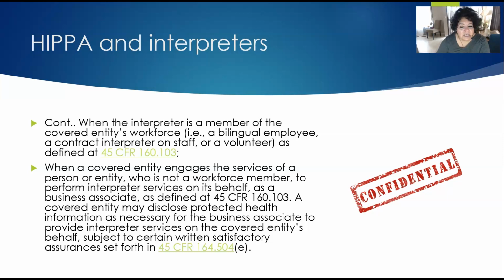When a covered entity engages the services of a third party who is not a workforce member, such as the translation and interpreting agencies that medical offices contract with, remember we talked about telephone interpreting, that's an example. To perform interpreter services on its behalf as a business associate, a covered entity may disclose protected health information as necessary for that person to provide the interpreter services on the covered entity's behalf. So once again, it's covered under HIPAA.